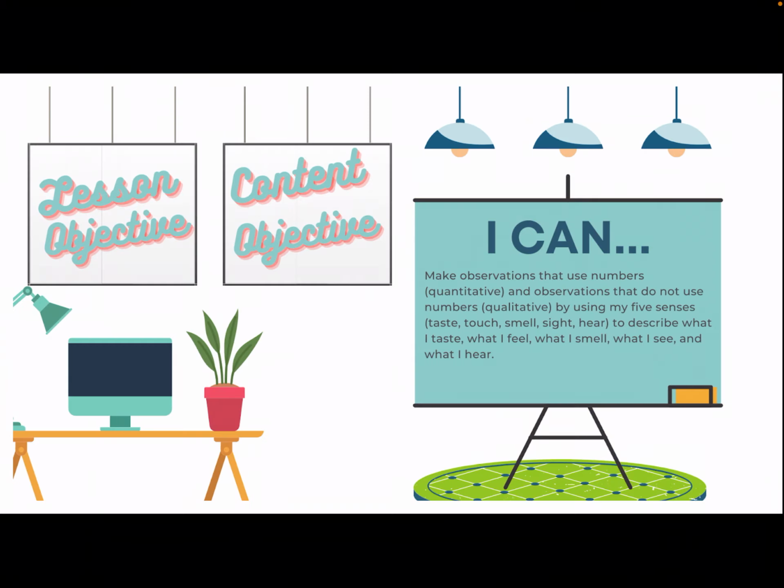So today I can make observations that use numbers, or quantitative observations, and observations that do not use numbers, observations that are qualitative, by using my 5 senses: taste, stick your tongue out, touch, rub your hands together, smell, breathe in deeply, sight, blink your eyes, and hearing, touch your ear, to describe what I taste, what I feel, what I smell, what I see, and what I hear. So take a second and think about those 5 senses.